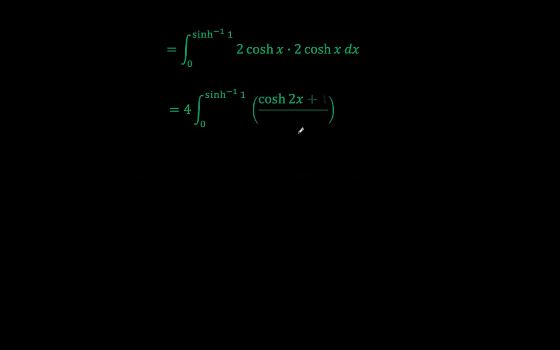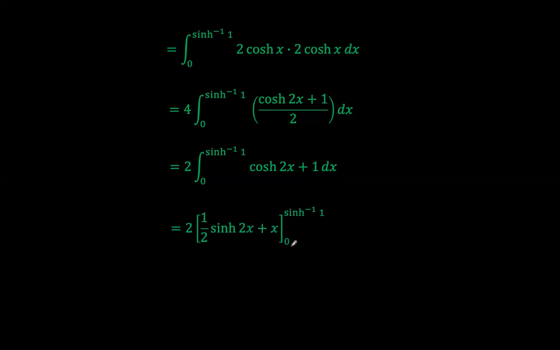And it becomes easier because now we can pull out the 2 times 2, which is 4. And then we have cosh squared integrated, and cosh squared is the same as cosh 2x plus 1 over 2. And now we can pull the half out. So we have 2 times the integral of cosh 2x plus 1. And that integrated, we have half sinh 2x plus x. And we have the limits shown here properly. And then we substitute in our limits.